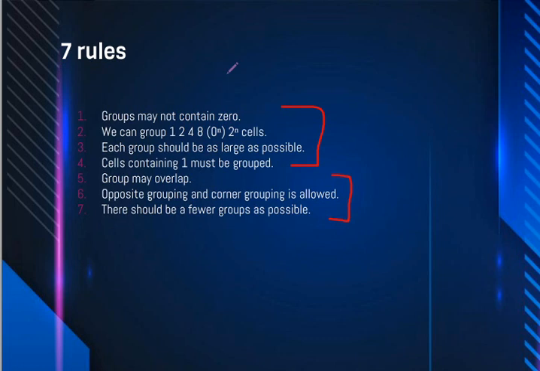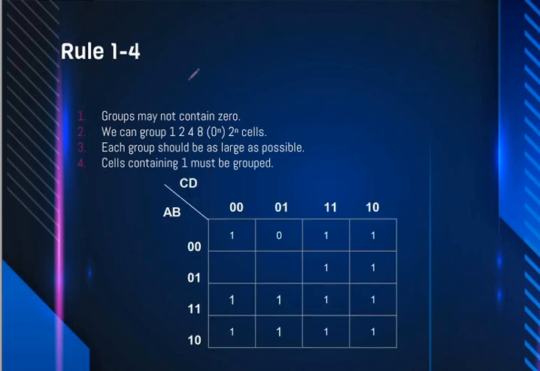Each group should be as large as possible. Cells containing 1 must be grouped. Groups may overlap. What overlap is, we will study in the next lecture. Opposite grouping and corner grouping we will also study in the next lecture. There should be as few groups as possible. I will tell you the reason for this in the second part. So let's start with the first 4 rules.